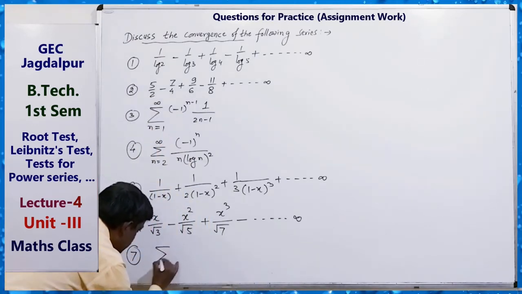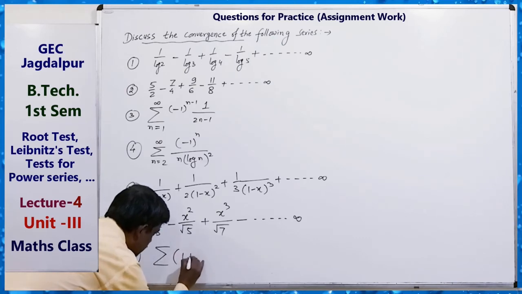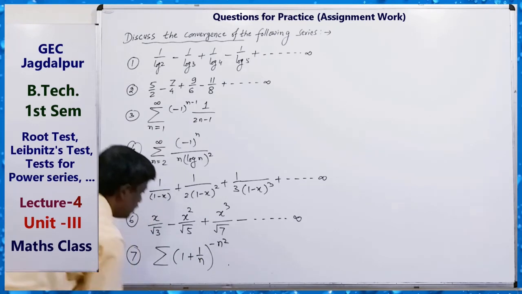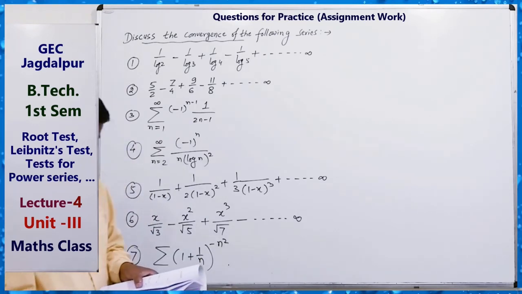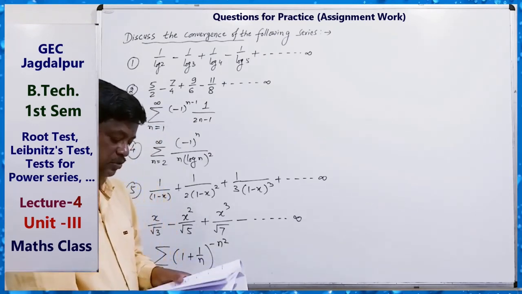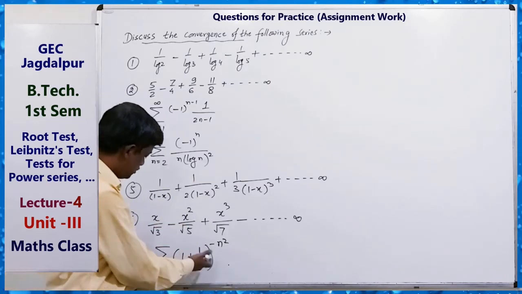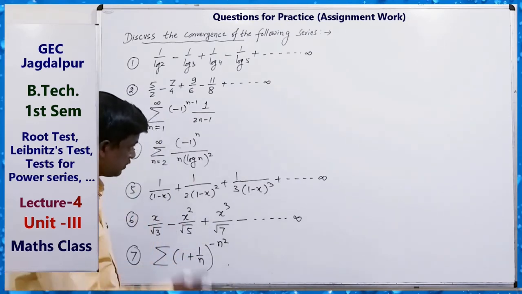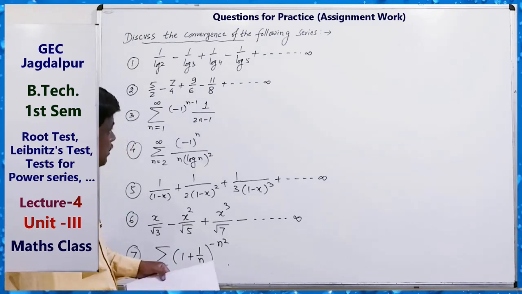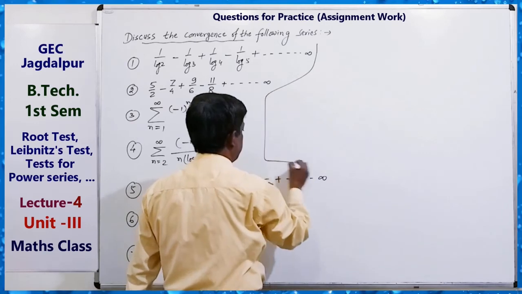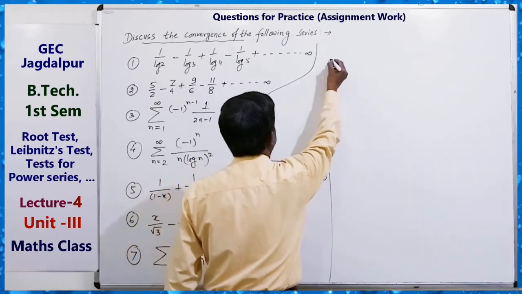Series: 1 plus 1 upon n to the power minus n square. This is for the root test. You can use the root test here. Now, seven, and then eight.